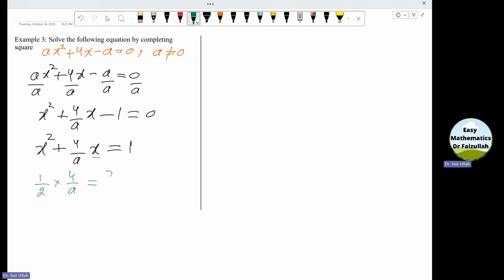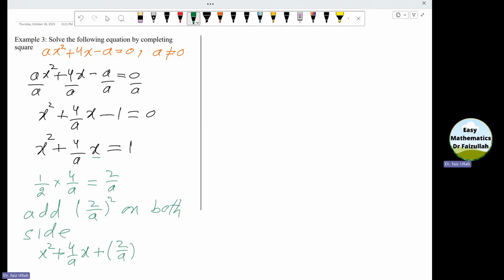We get this thing. And now in this step, we multiply the coefficient of x by 1 over 2, and from this we have 2 divided by a. Now add the square of that thing, which is 2 divided by a square, on both sides. And we have x square plus 4 divided by a x plus 2 divided by a whole square is equal to 1 plus 2 divided by a whole square.